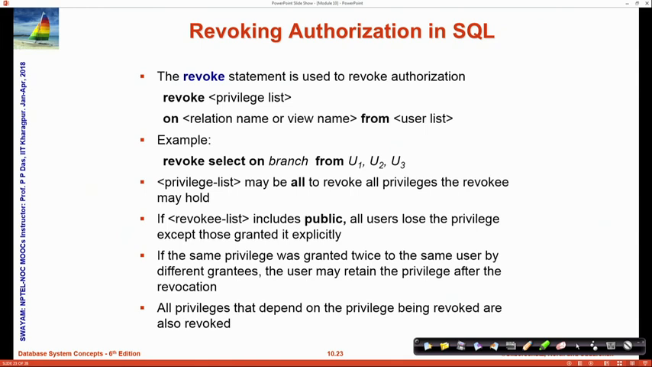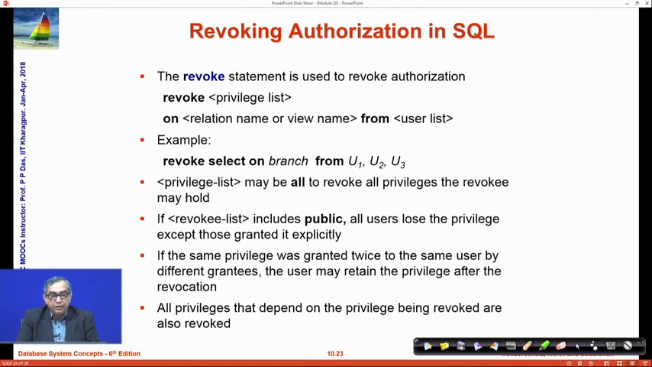So, take some privilege which is dependent on some other privilege. If you revoke the update privilege, then the select privilege will remain. But if you revoke the select privilege, then if you also had the update privilege, that will certainly get revoked, because if you cannot read, then naturally you cannot change.